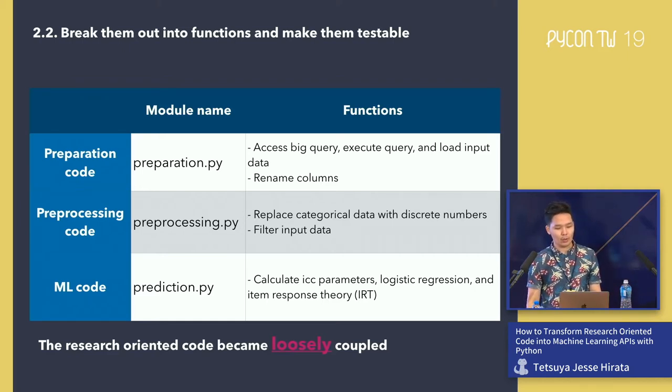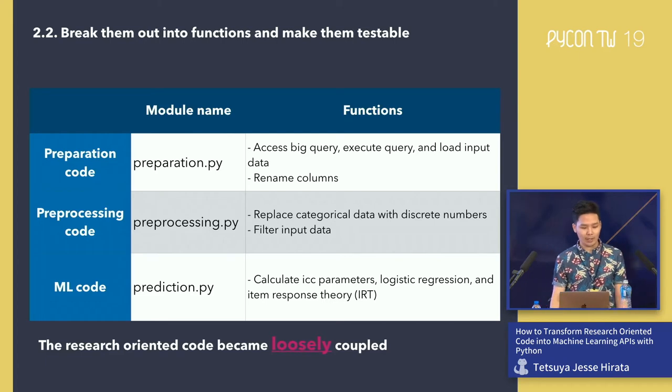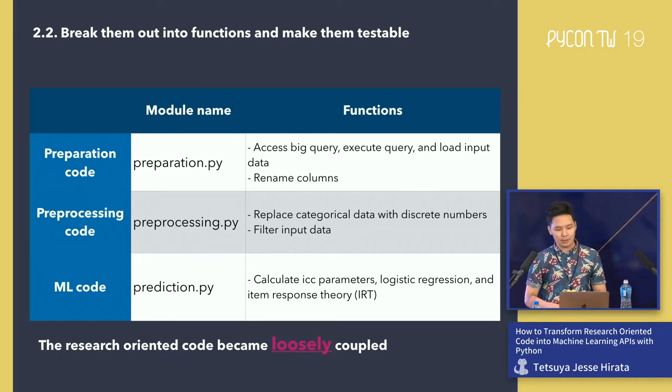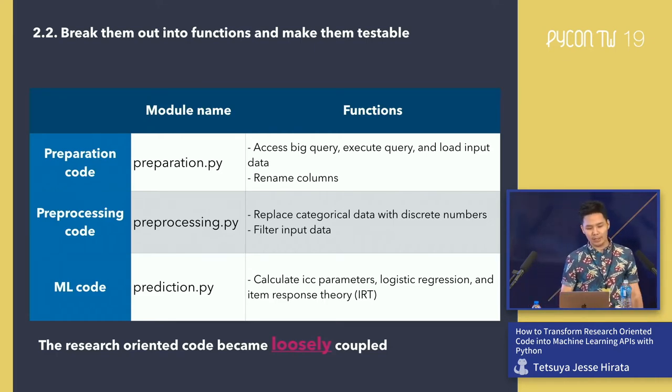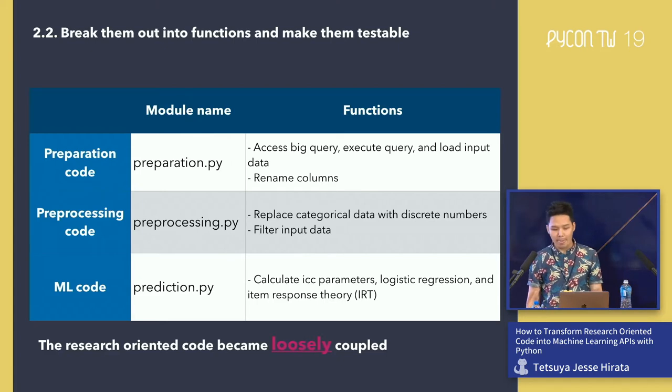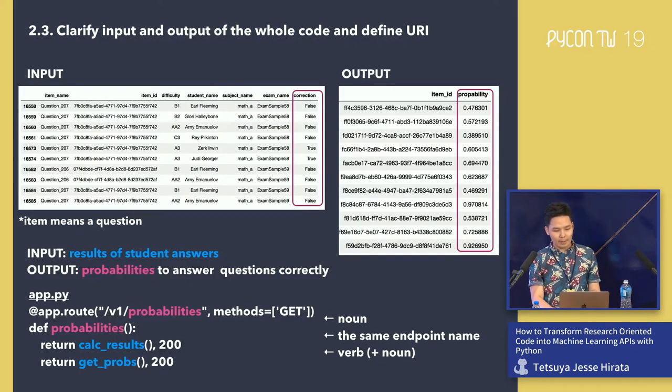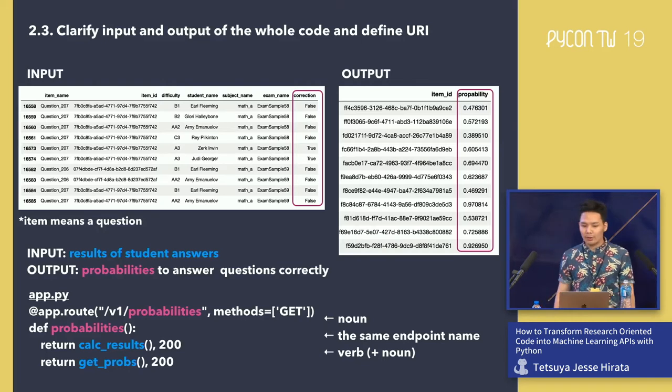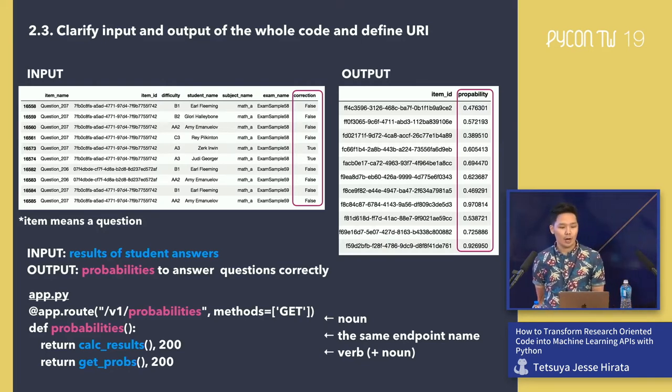This is used for calculating the probabilities of students' correct answers. This statistical method is used mainly in the pedagogical domain. So now we can see the research-oriented code has become loosely coupled. Third, clarify the input and output of the whole code and define the URI.